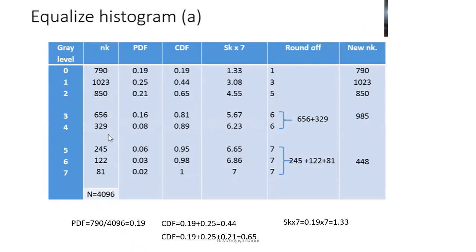At the bottom of the example, we have shown how the PDF is calculated. 790 by 4096 is 0.19. In the same way, we calculated the CDF value. 0.19 plus 0.25 is 0.44. Similarly, 0.19 plus 0.25 plus 0.21 is shown as 0.65. Then how is SK calculated? Multiplying 0.19 into 7. That is CDF into L minus 1. We have shown that in the previous example.